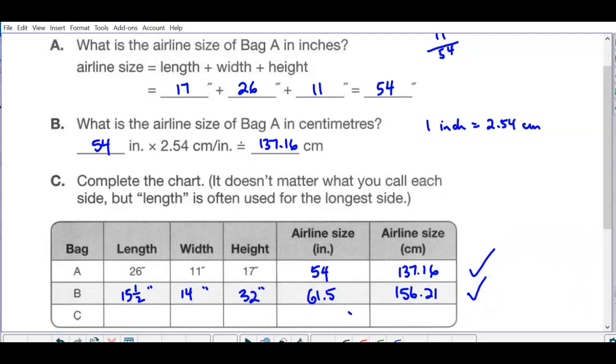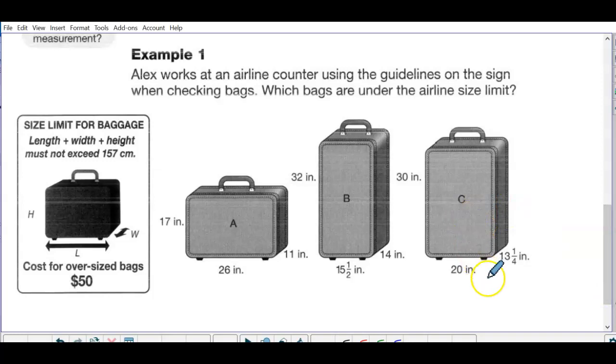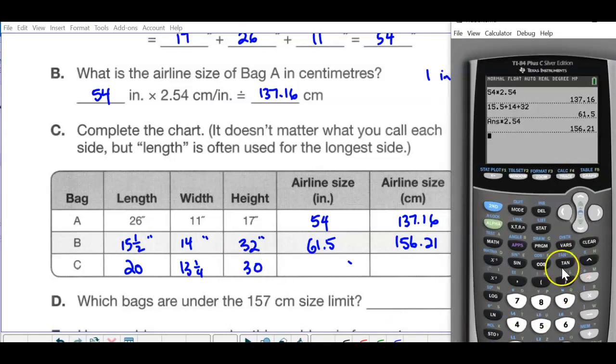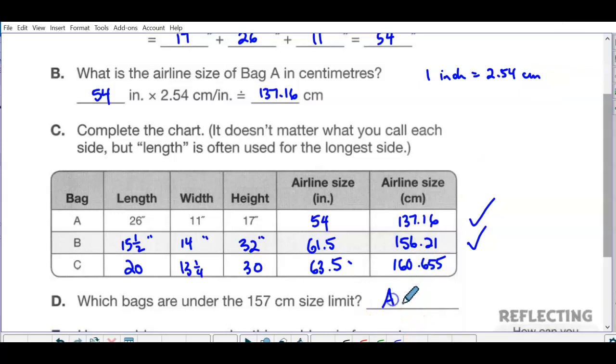Okay, and then the last bag looks probably the biggest, so 20, 13 and a quarter, and 30. So 20 plus 13 and a quarter, 0.25, plus 30 is 63.5. Yeah, I'm pretty sure this is going to be too much. Multiply by 2.54. That's 160.655. Okay, so the bags that are under would be A and B.